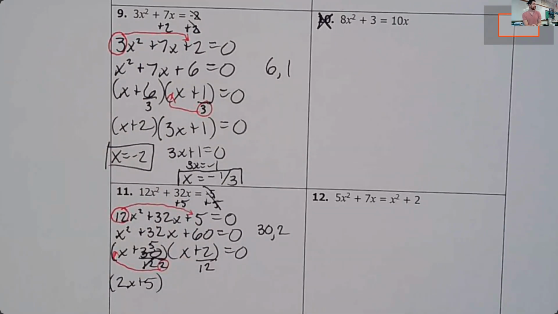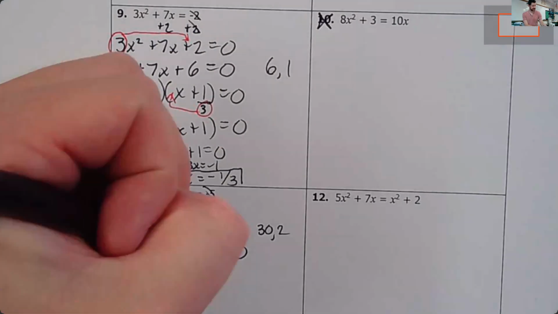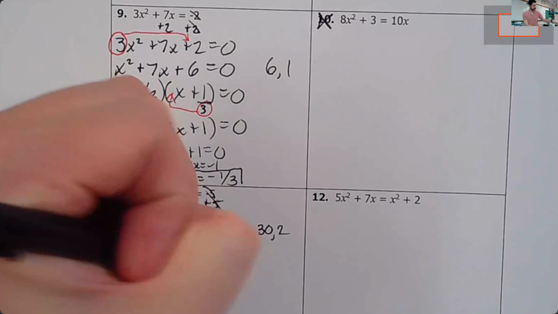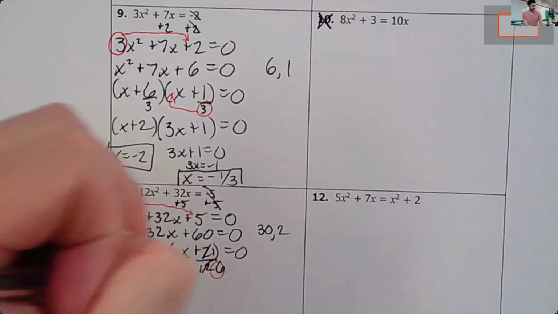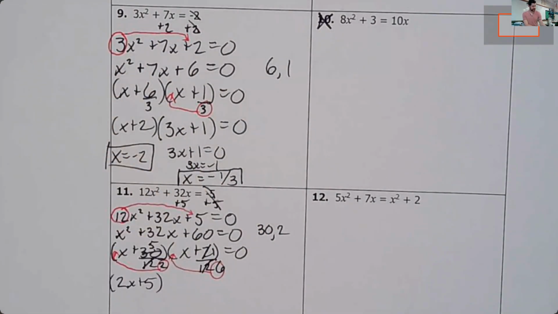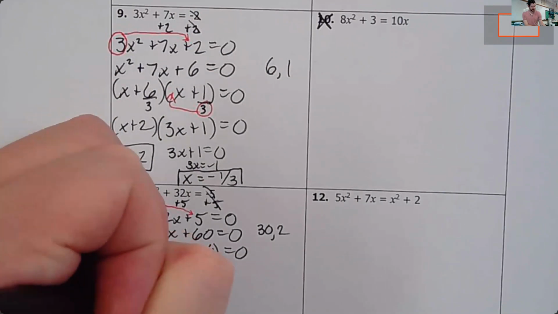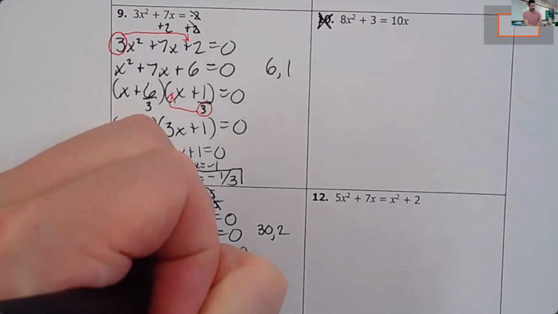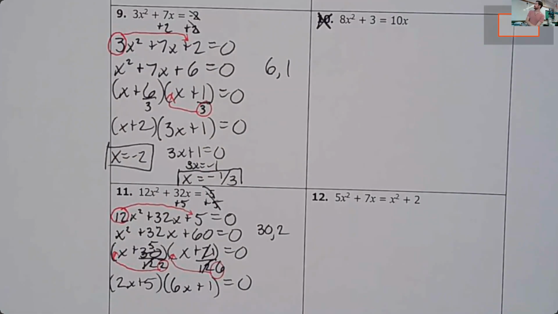And the other one, 2 over 12, what does that reduce to? 1/6. There's a 1 and a 6. Slide the 6 in front of the x. And we're looking at 6x plus 1, and then equals 0. All right. So we have factored this.